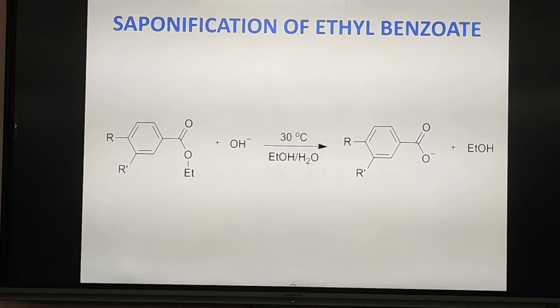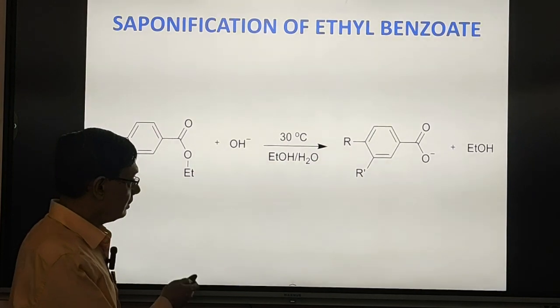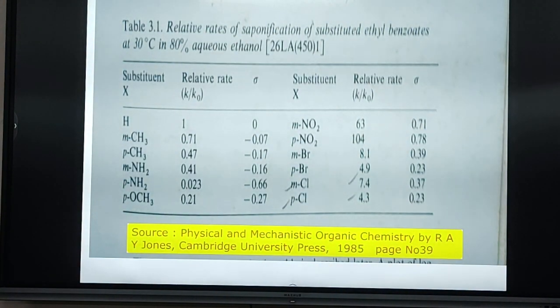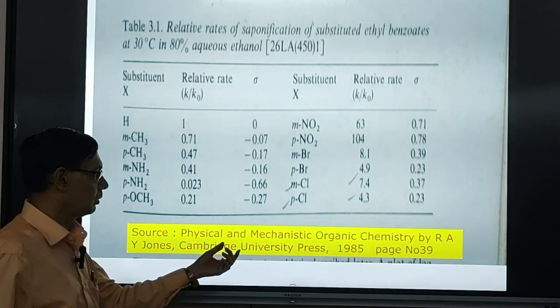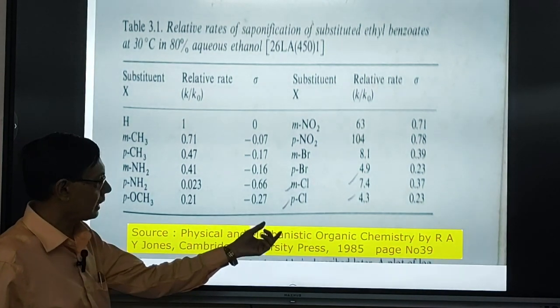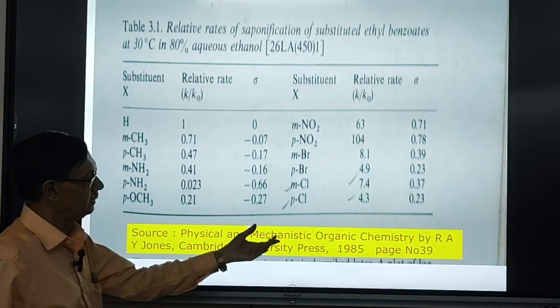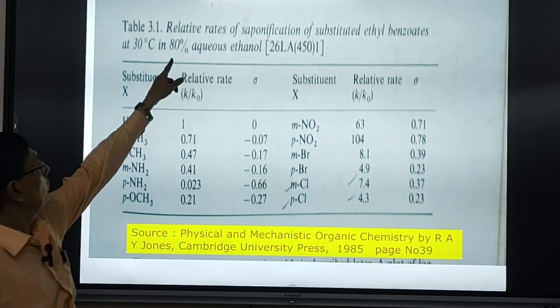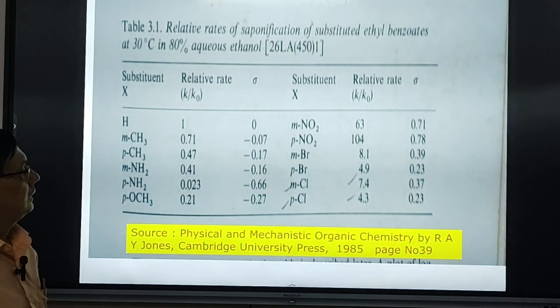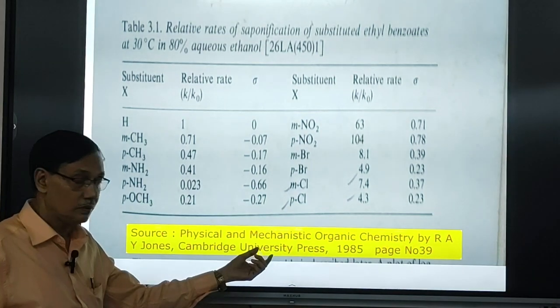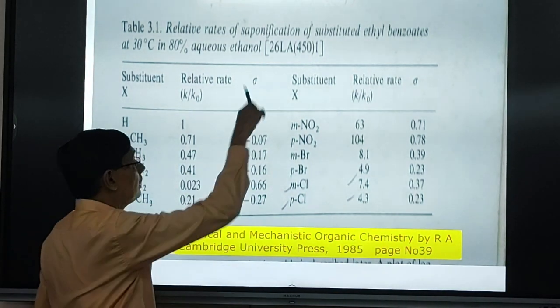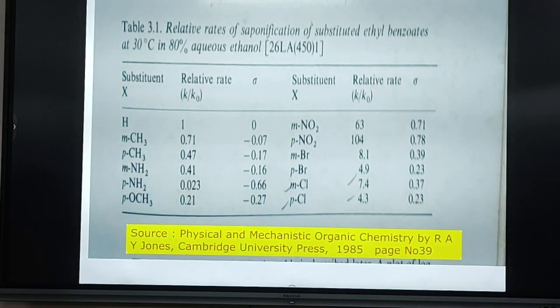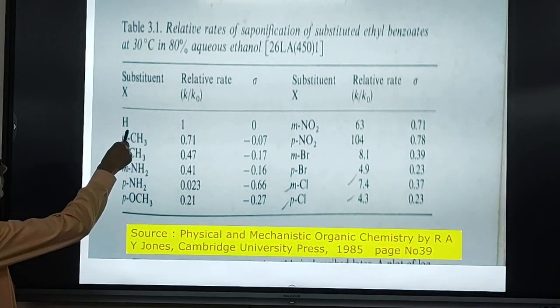Now this is the saponification of the ethyl benzoate. Now the result is that, again I am taking these values from a very good book, Physical and Mechanistic Organic Chemistry by R.A. Jones, Cambridge University, page number I have already given. These are, as I told you, in 80% aqueous ethanol, and I have taken them from a book, but he has also taken them from some other work because somebody has done this experiment.